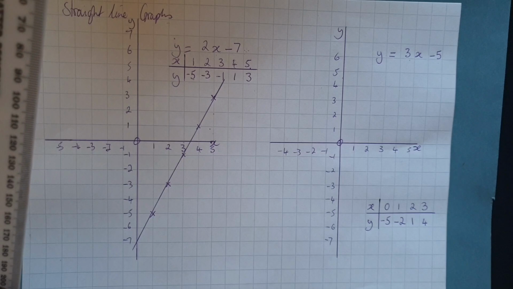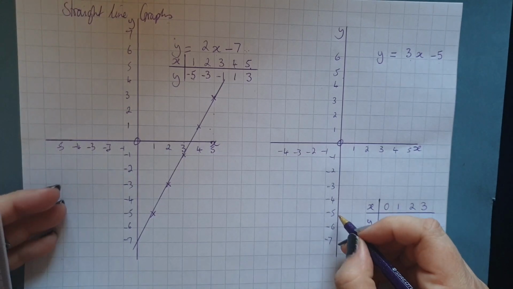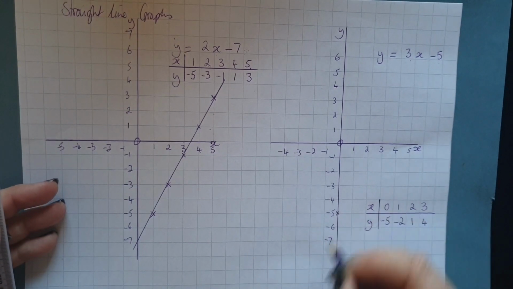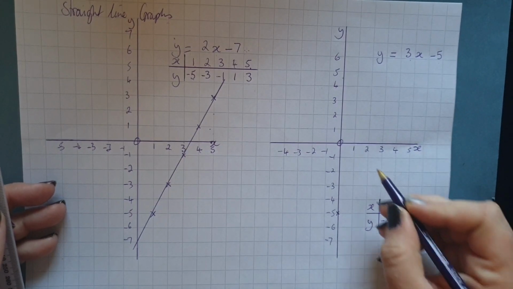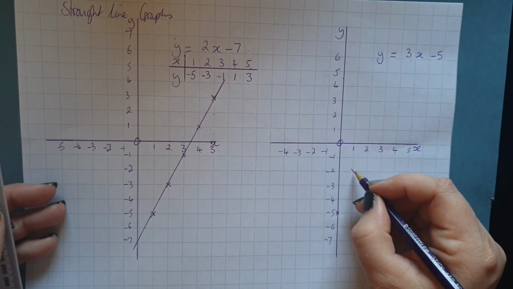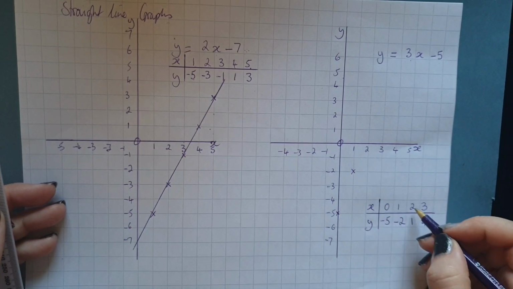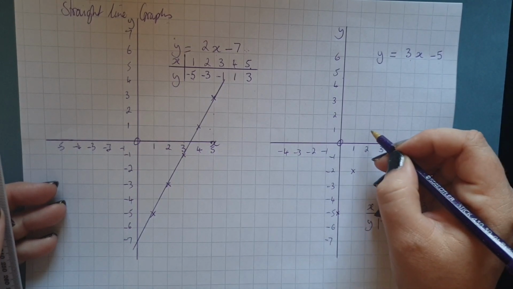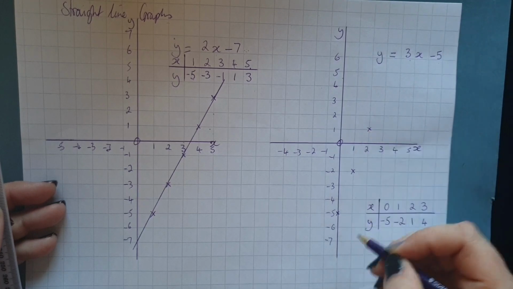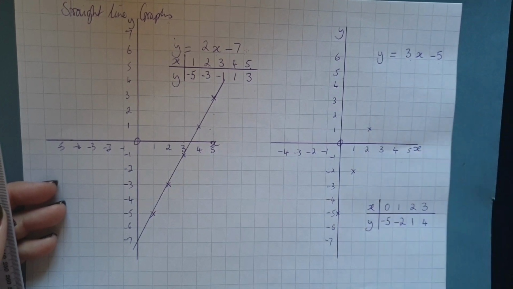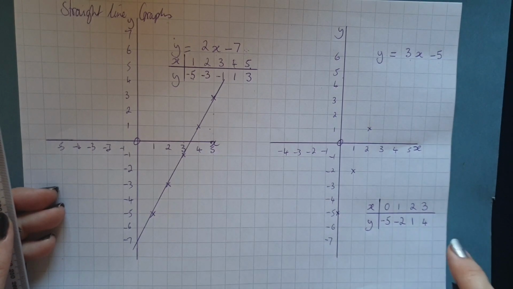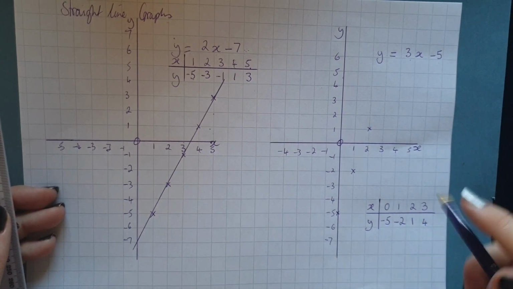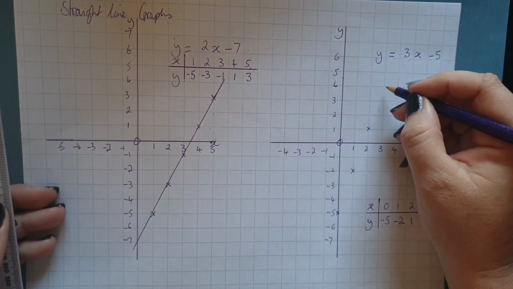Right, let's plot the points. So 0, -5 is going to be there. 1, -2 is going to be there. 2, 1 there. And already I can see there's a nice straight line forming, but I'm still going to plot the fourth coordinate to make sure. 3, 4.